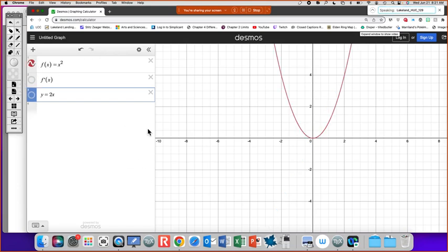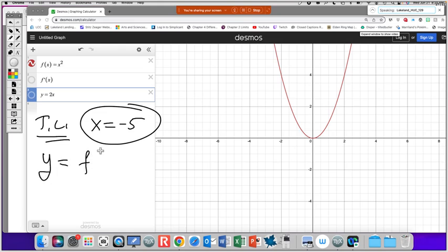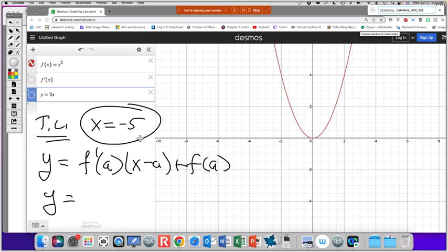Let's take a look at this, and let's do some tangent lines. Right. Jacob, what's your favorite negative number? Negative 5. Let's look, okay, negative 5. Let's get the tangent line at negative 5. So what do we know? Tangent line formula, y equals f prime of a times x minus a plus f of a. The a value here is what? I want the tangent line at negative 5.